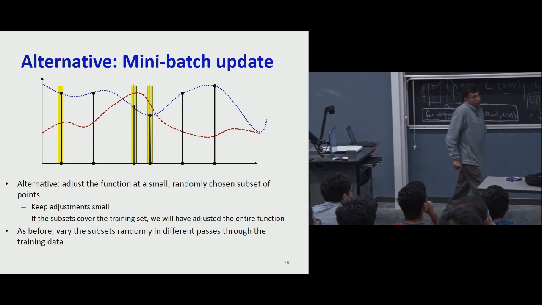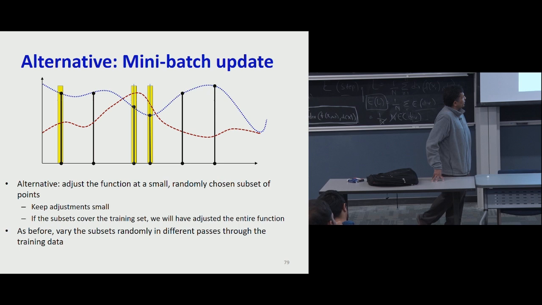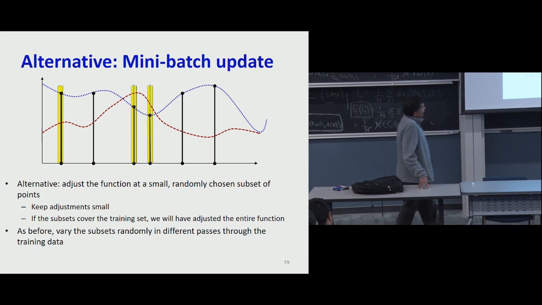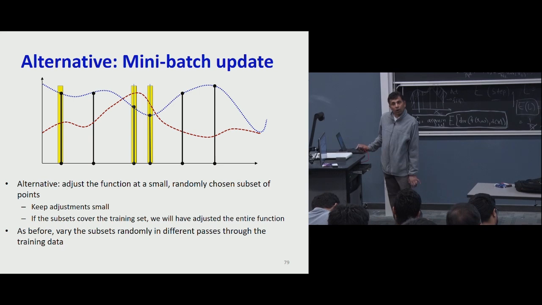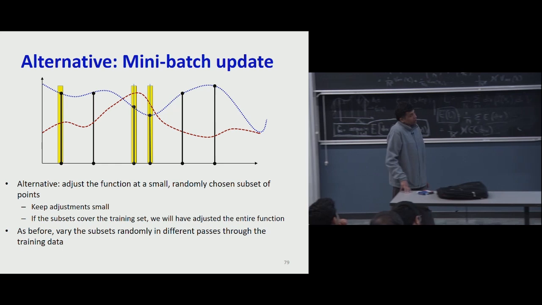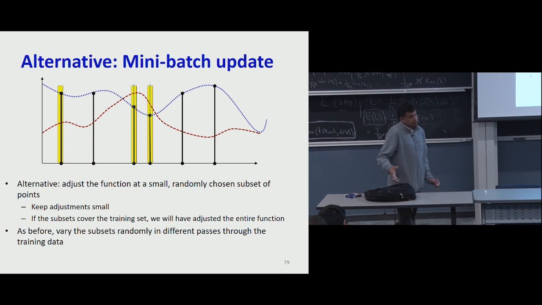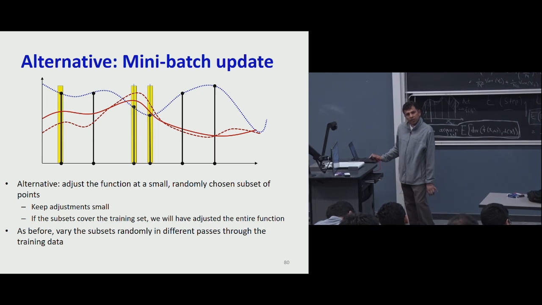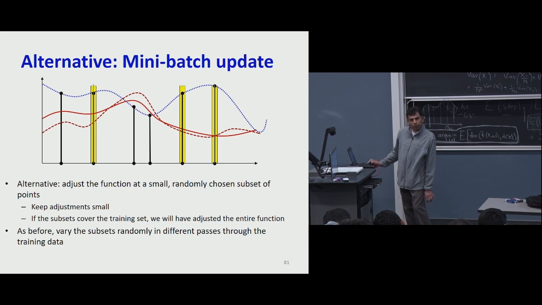In the mini batch update, you adjust the function at small, randomly chosen subsets of training points, keeping the adjustment small, exactly as before. And if the subsets cover the training set, then eventually you're going to see all of your training data. So, for instance, instead of looking at all 6 points, in the first batch you may take these 3 points. You make corrections for these 3 points, which gives you some correction. Then in the next step, you randomly select 3 other points. You make corrections for these 3 other points, and that gives you some other corrections, and so on.